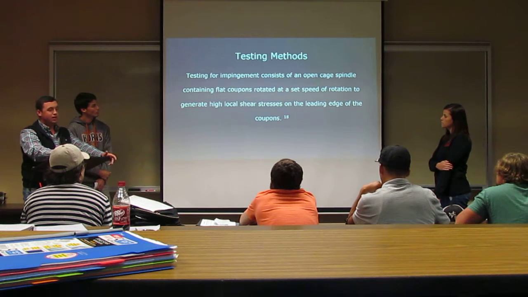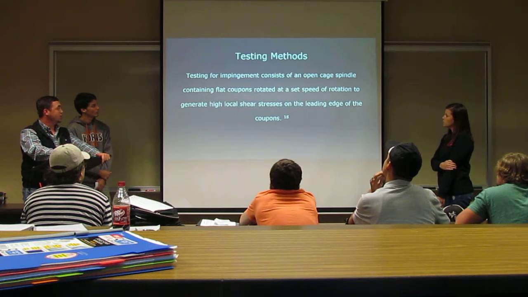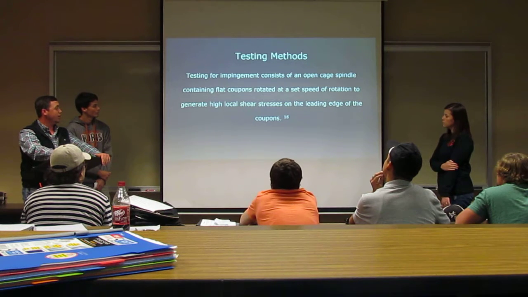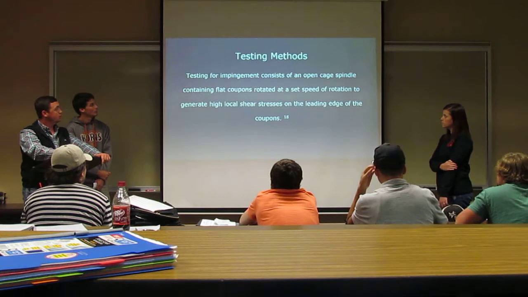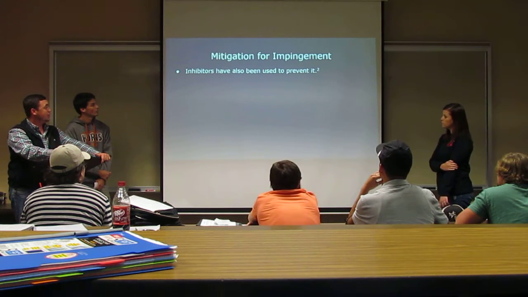Testing methods, I researched and really couldn't find very much, but there was one that consists of an open cage spindle containing flat coupons rotated at a set speed of rotation to generate high local shear stresses at the leading edge of the coupons. Inhibitors are also used to mitigate it.